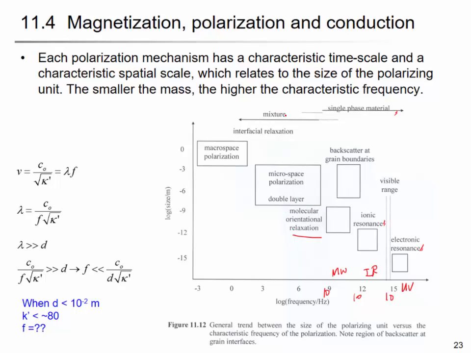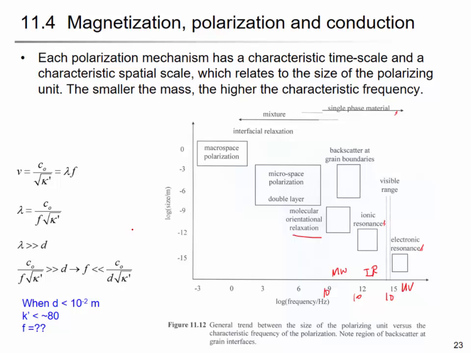And for the mixture, now you have another relaxation behavior at the interface. When you have a sand particle, you have a Maxwell or the Wagner relaxation. And when you have a clay particle, you have a double layer relaxation. So that's below 10 to the 9 hertz, gigahertz.